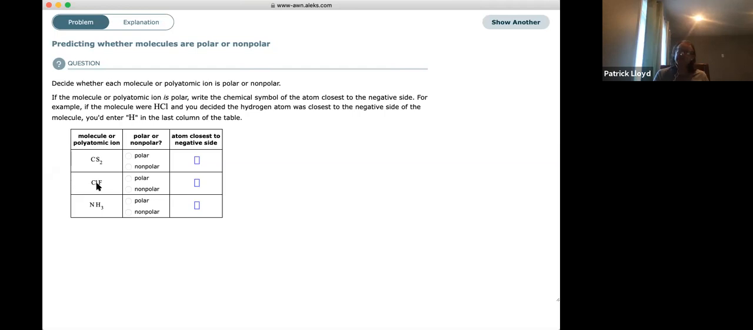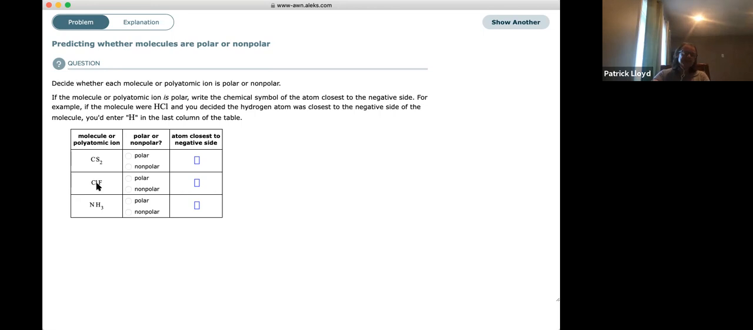Okay, but there's only 2 atoms. If there's 2 atoms, you don't have to worry about the shape because you know it's just those 2 atoms. You're really just looking at bond polarity, and bond polarity between 2 atoms is just the difference in electronegativity. So for that one, you don't even have to worry about the shapes.